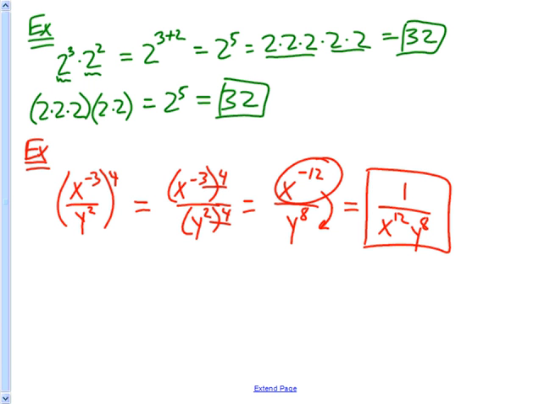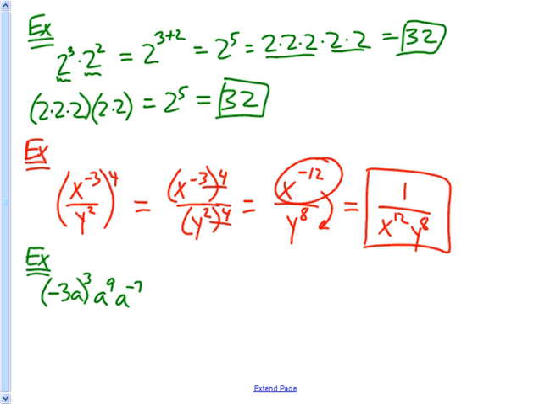Let's run through a few more of these. How about this next one here? You got negative 3a to the third times a to the ninth times a to the negative 7th. Okay. And then here we go. Let's see, what does that give us?